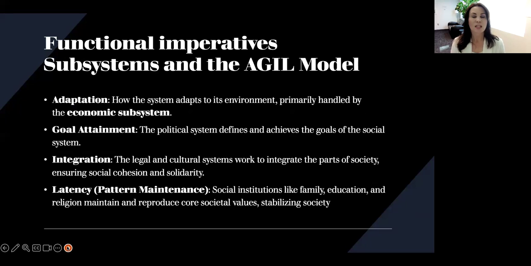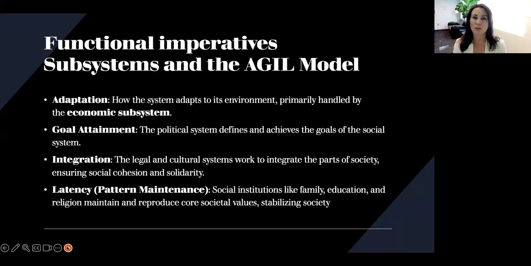So there are four functional imperatives and subsystems, called the AGIL model. In that, Parsons is talking about adaptation, how the systems adapt to their environment, primarily handled by an economic subsystem. So how people adapt to their systems and how they change, right? For example, goal attainment: the political system defines and achieves the goal of social systems.